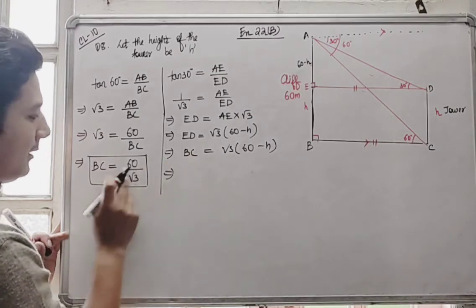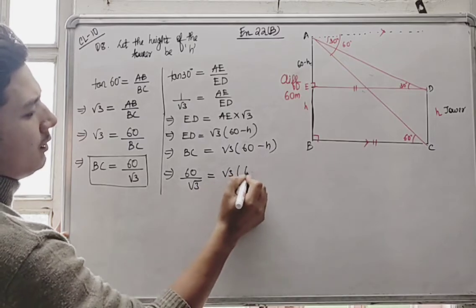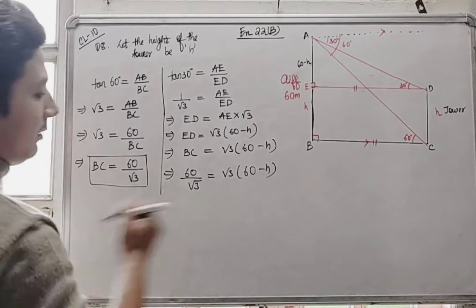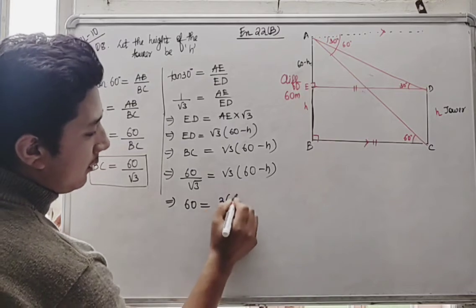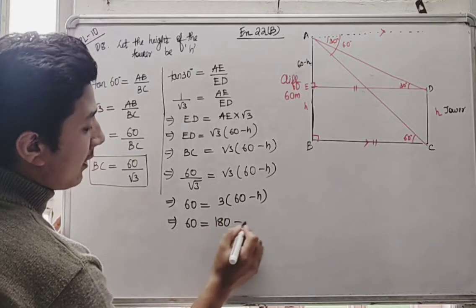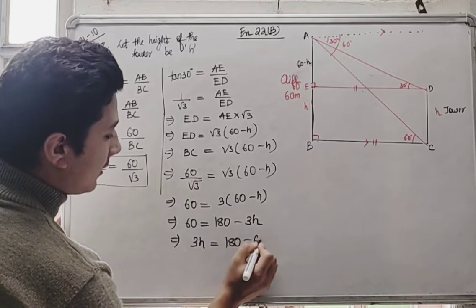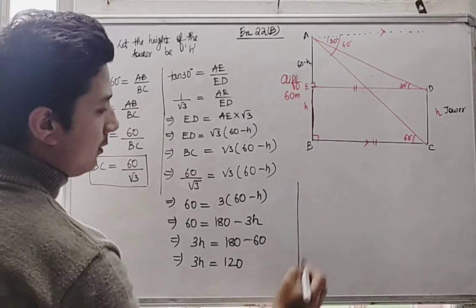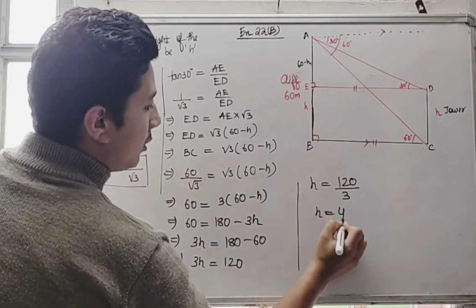Now what is the value for BC? BC is 60 divided by root 3, which is equal to root 3 into 60 minus h. Cross multiplication will give us 60 equals root 3 into root 3, which is 3, into 60 minus h. So 60 equals 180 minus 3h. Therefore 3h equals 180 minus 60, which means 3h equals 120. So h equals 120 by 3, which gives h equals 40.